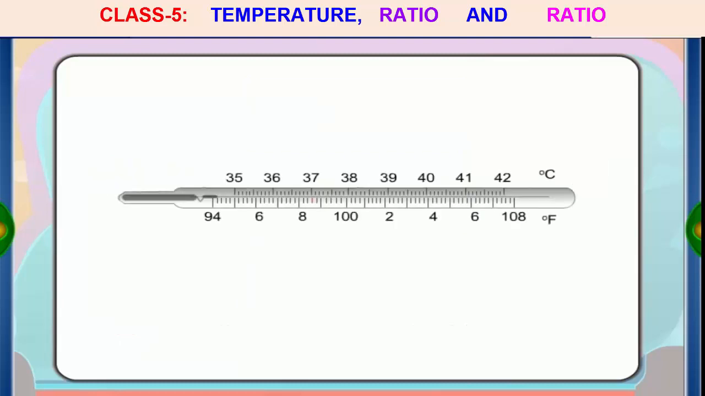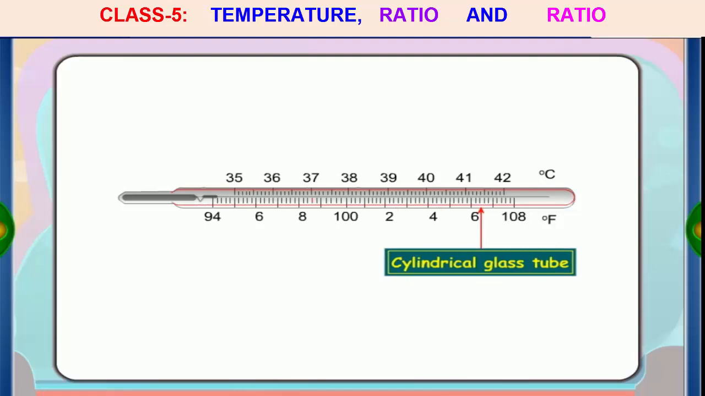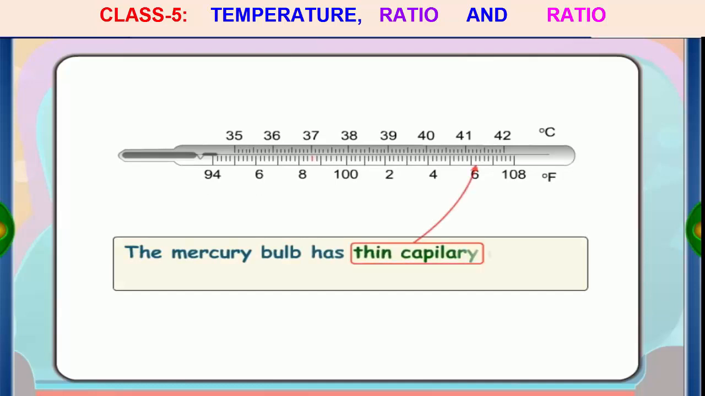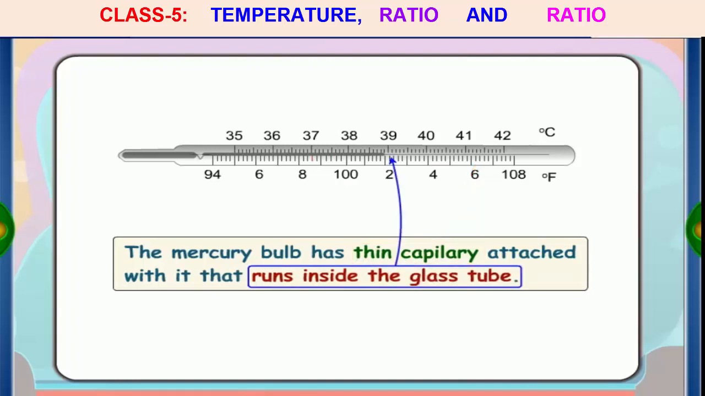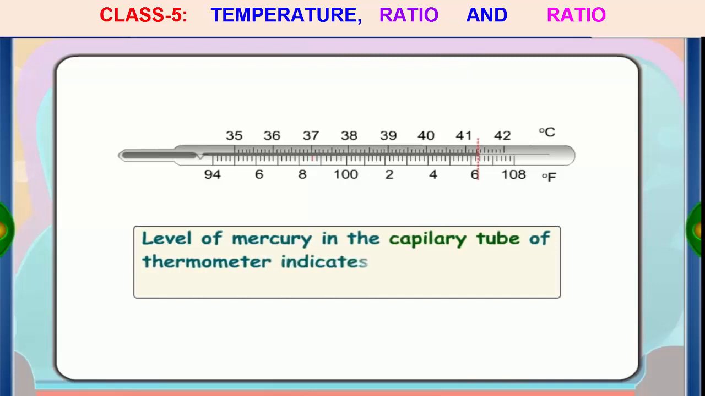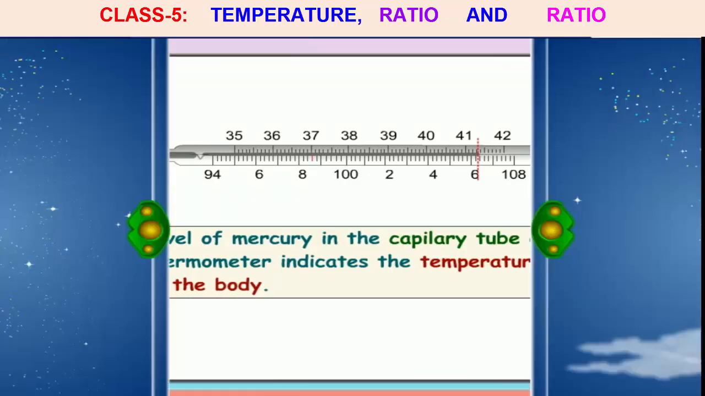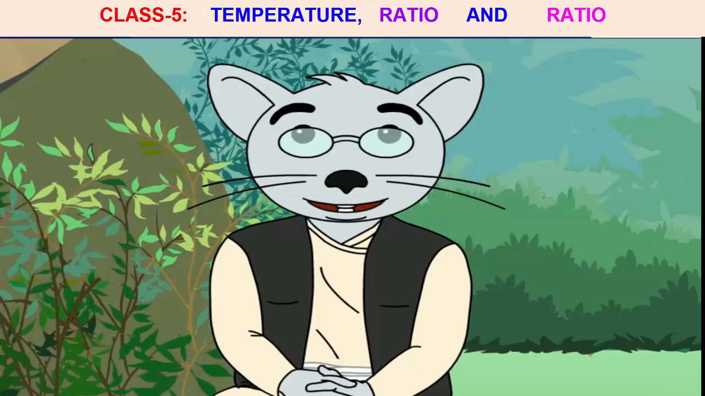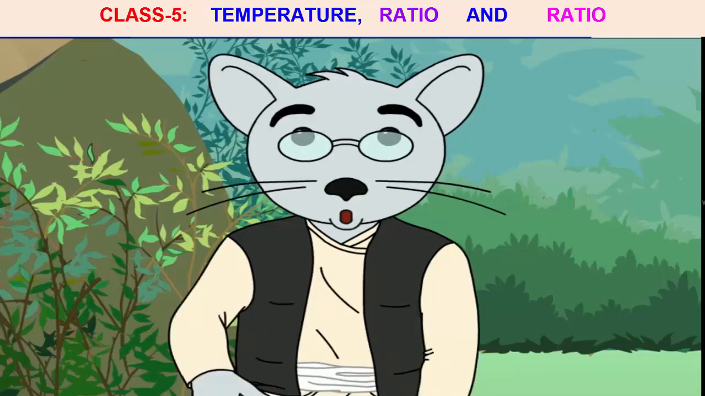Students, you must have noticed that thermometer has basically two parts. They are cylindrical glass tube and mercury bulb. The mercury bulb has thin capillary attached with it that runs inside the glass tube. Level of mercury in the capillary tube of thermometer indicates the temperature of the body. So, dear students, a thermometer is an instrument that is used to measure temperature.